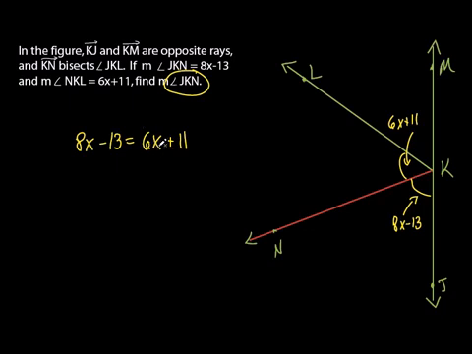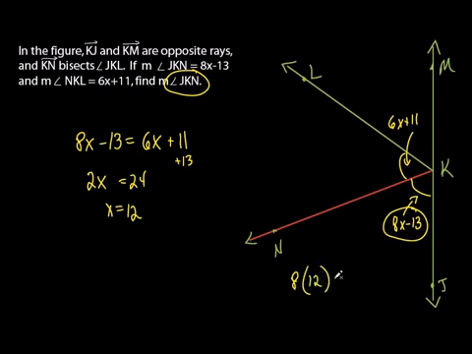Let's do this quickly. Subtract 6x from both sides will give us 2x. Add 13 to both sides, and that'll give us 24. Divide by 2, and that'll give us x equals 12. That's not my answer, though. I have to find what angle JKN is equal to. So I have to put that x into this. So I'm going to go 8 times x, which we just found, which was 12, and then subtract 13. So 8 times 12 is 96. Minus 13, and that's 83. So that's 83 degrees.